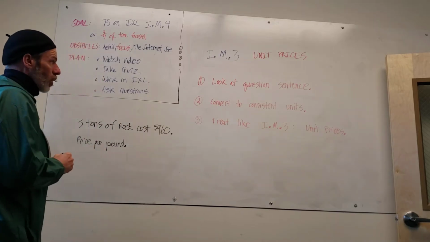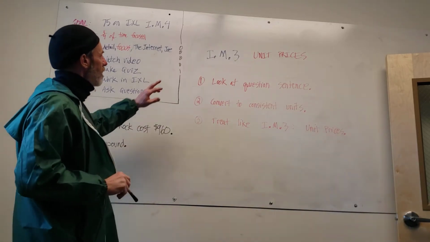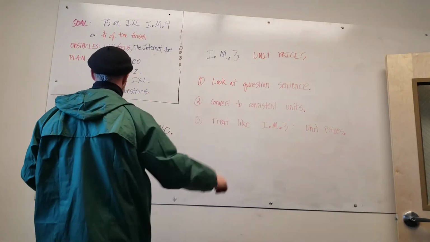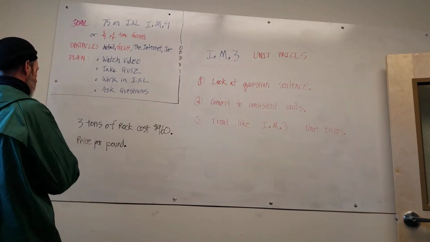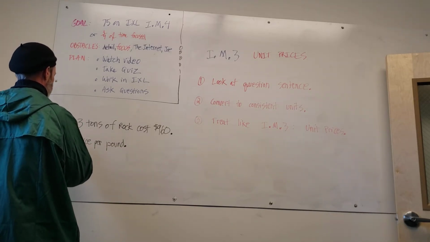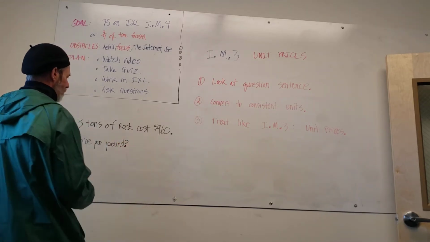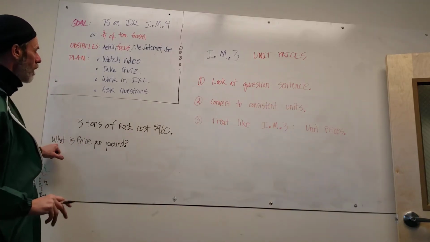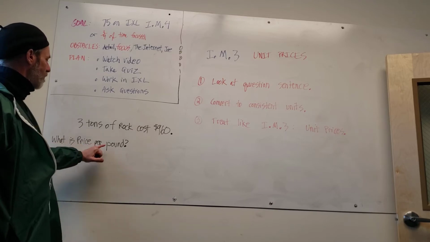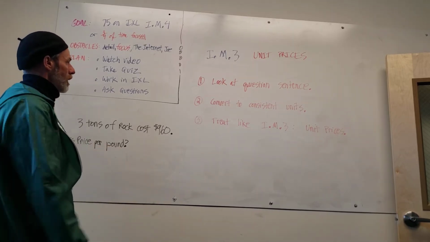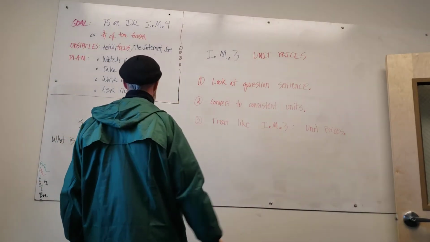Okay, so if I look at my approach here for I.M.4, number 1, look at the question sentence. The question sentence is, what is the price per pound? That's the last sentence. The first sentence is here, the second sentence is here. We're looking for pounds. Step 2, convert to consistent units.